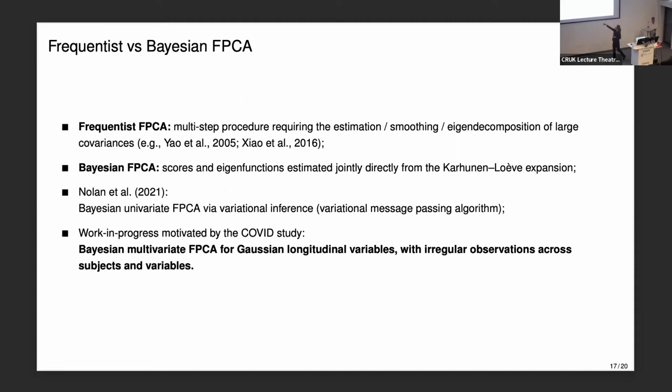So I said before that TUI has already proposed a univariate Bayesian FPCA approach based on variational message passing inference. So I won't say more about variational message passing. I won't have time, and also it's not my area of expertise, but I strongly recommend reading TUI's paper, or you can directly talk to him later if you're here in person. And so we have now developed a multivariate version for this work, right? So let me show you the model.